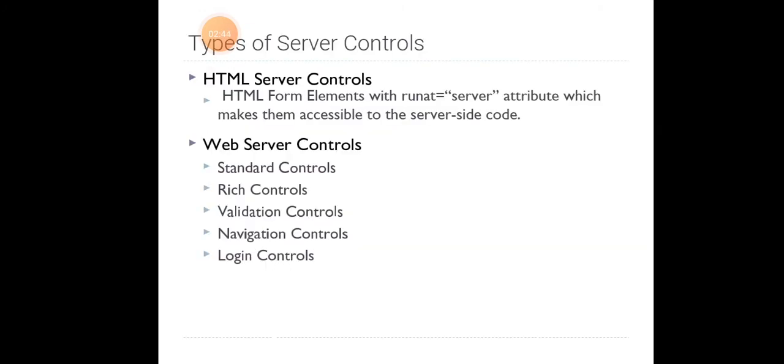Next, here we are going to see about the types of server controls. There are two types of server controls. They are HTML server controls and web server controls. Why are they named HTML server controls? Some server controls are developed with the help of the HTML form element, so they are named HTML server controls. These HTML form elements are made accessible to the server side code with the help of the runat equal to server attribute. Okay, next, web server controls.